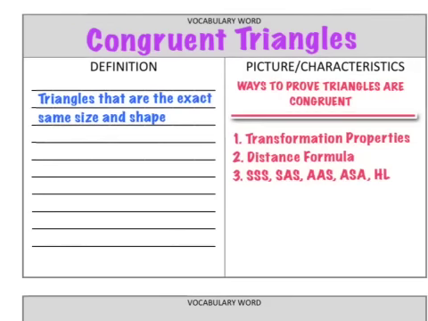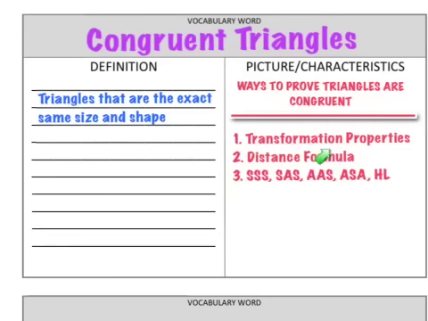All right, our first vocab word is congruent triangles. That just means that triangles that are the exact same size and shape are congruent. We've worked with the word congruent before, and hopefully you remember the symbol for congruent. Our job this unit is to figure out ways to prove that triangles are congruent. So we have 3 different ways that we're going to study.